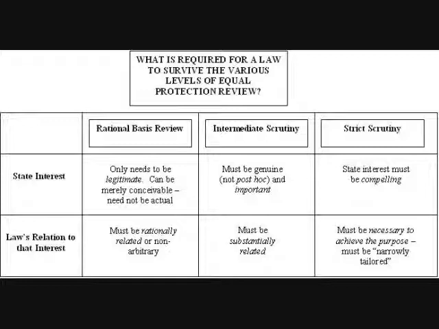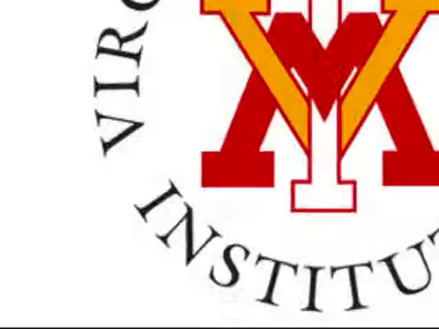In 1982, the terminology "exceedingly persuasive justification" would be added to the standard. It is under this more heightened form of scrutiny, sometimes referred to as intermediate, that the case of United States versus Virginia would be decided.